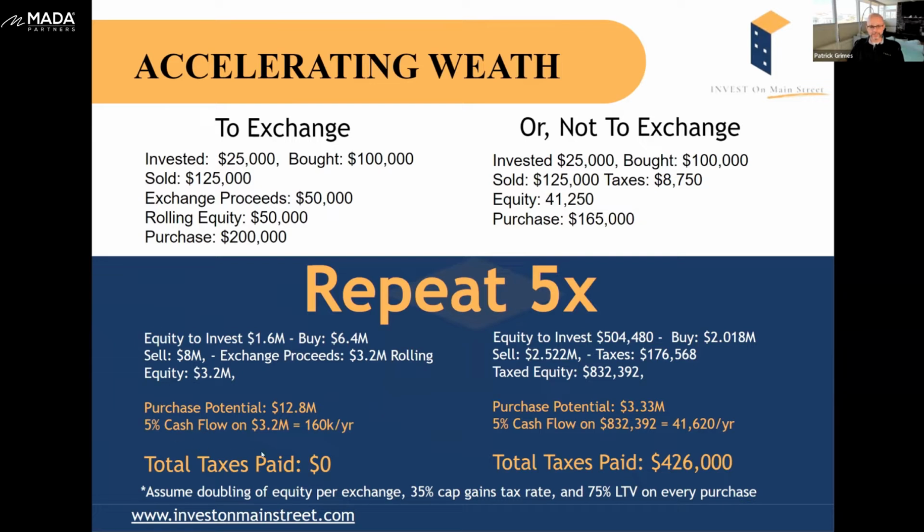On the left column, to exchange, you paid 0 taxes. On the right side, you've paid $500,000 in taxes. And so that's a very simple business case for why we're sitting here talking about this. Anybody have any questions on that? All right, we'll keep moving.